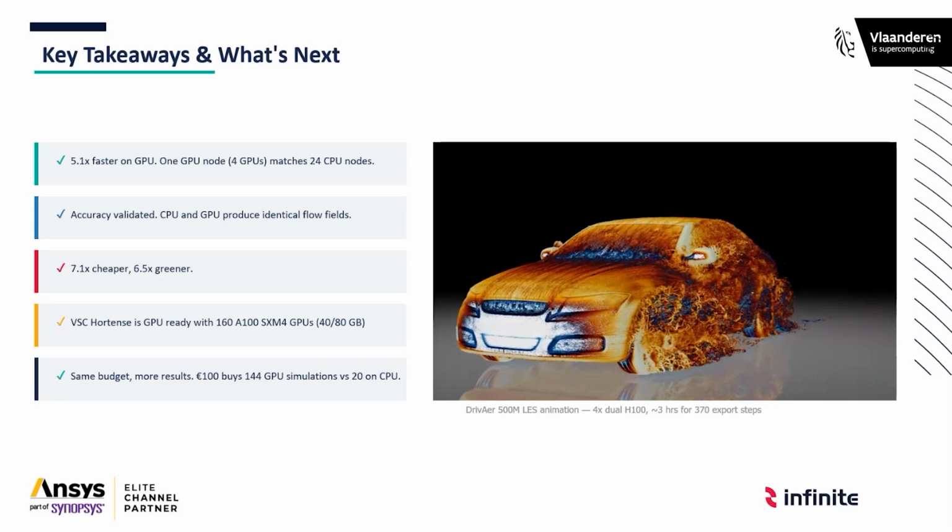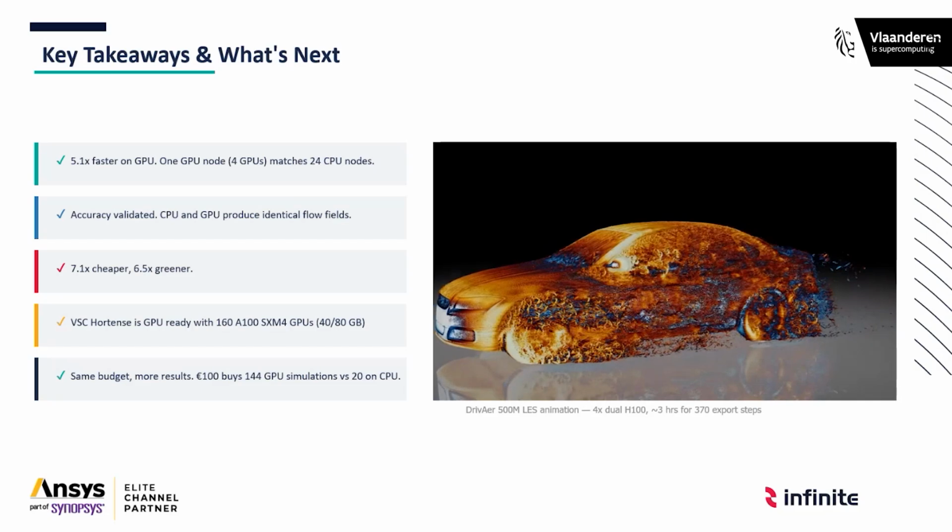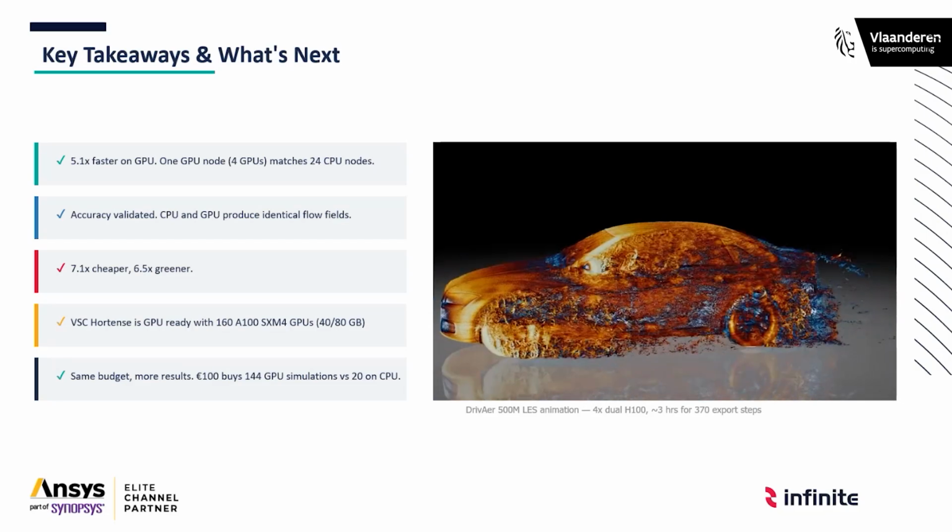So to close my first presentation, some key takeaways from my tests on the VSC. First of all, for any type of setup, the best CPU versus GPU performance, we can achieve a speed up to 5 times, where we can just match one node with 24 CPU nodes. We validated the accuracy of my simulation, both CPU and GPU. It can be 7 times cheaper and almost 7 times greener or lower carbon footprint.